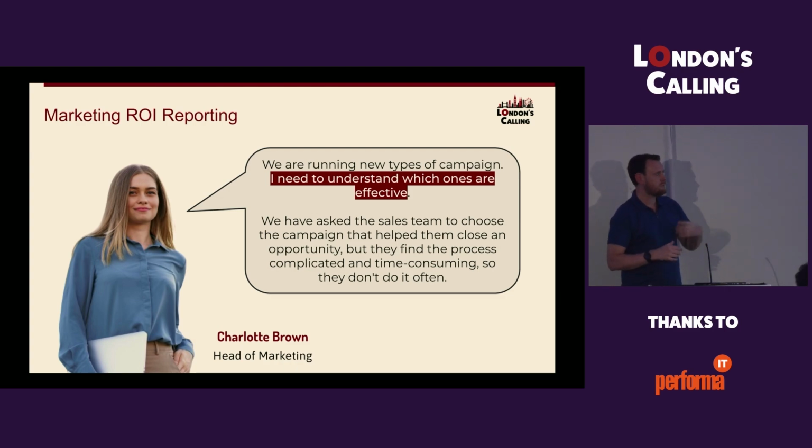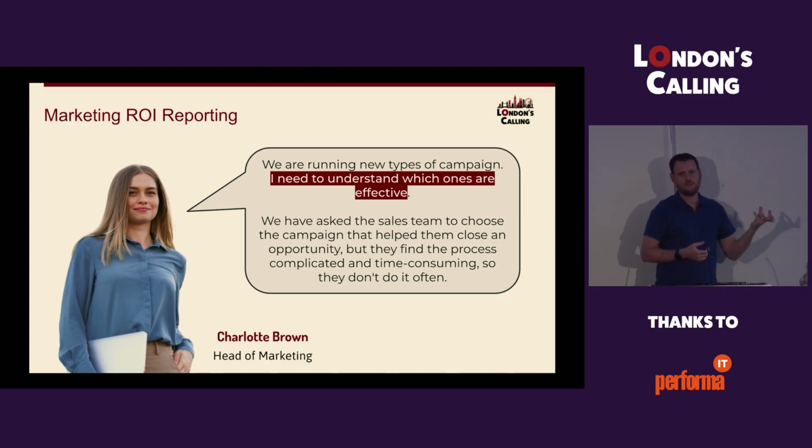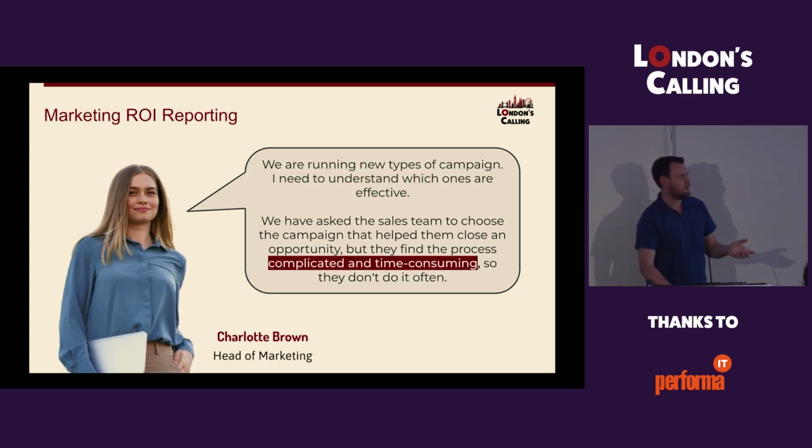So breaking that down again, we're trying to understand what's effective. As a marketer, you want to say, right, this worked, this didn't work. Do this, don't do that anymore. But then we also want to say, something's been complicated and time-consuming. So how can we simplify it, make it easier for people to put the information in so that we can then get the sales team to be inputting that data in for us?